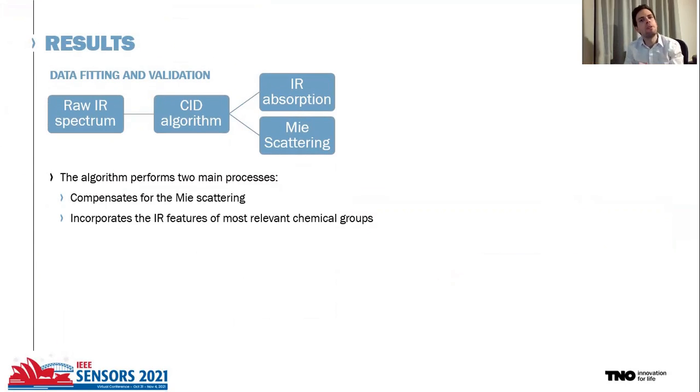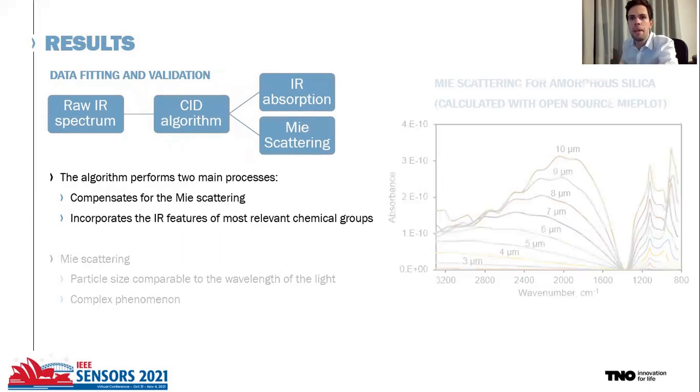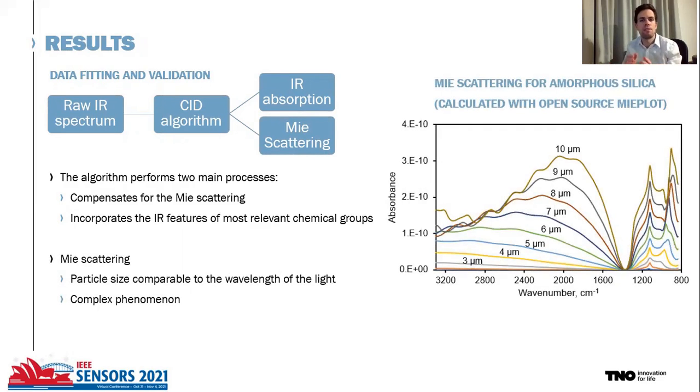As we have seen before, the raw FTIR features depend on two factors: the infrared absorption of the material itself and the light scattering. The particle size is comparable to the wavelength of the infrared light, and therefore Mie scattering plays an important role in the absorbance spectra of the samples. Unfortunately, Mie scattering is a very complex phenomenon.